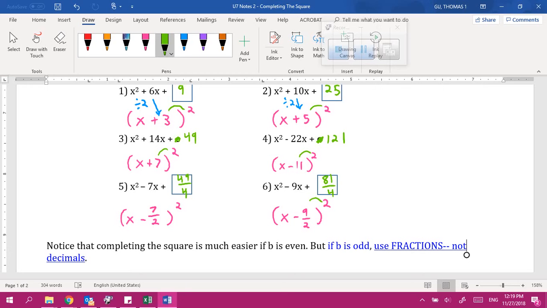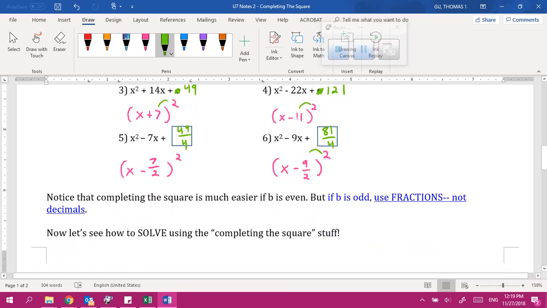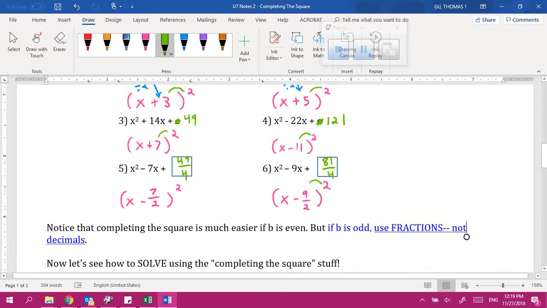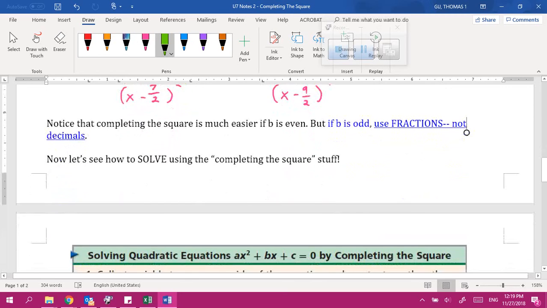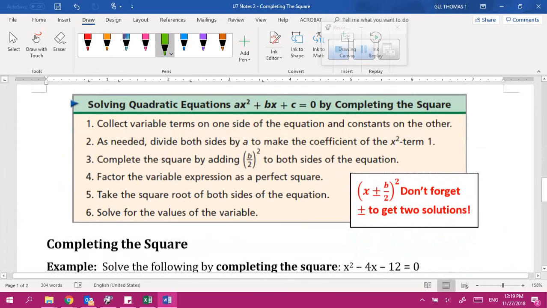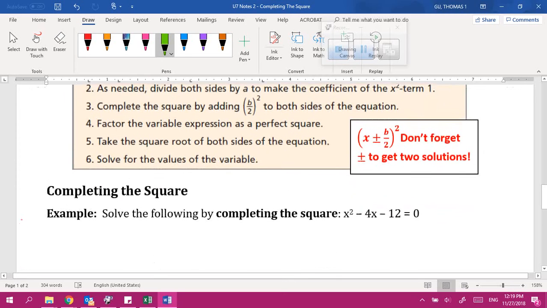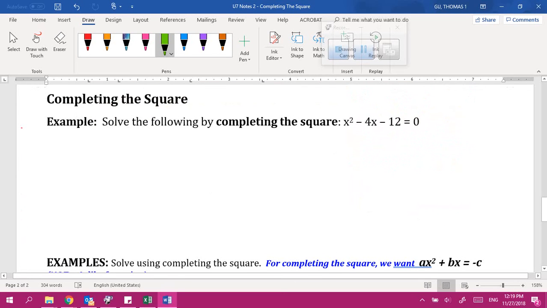So now we've seen how you actually complete the square. We need to see how we use this to solve for x, because we didn't solve for x in any of these. We just completed the square. So now we'll see how we can actually use this method to solve. Here are some general instructions, but it's better to just do some examples. Practice makes perfect, boys and girls. So this one says, solve the following by completing the square.